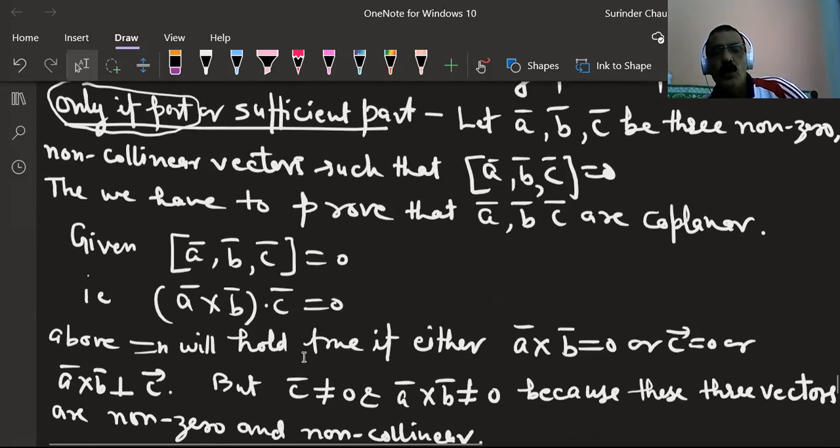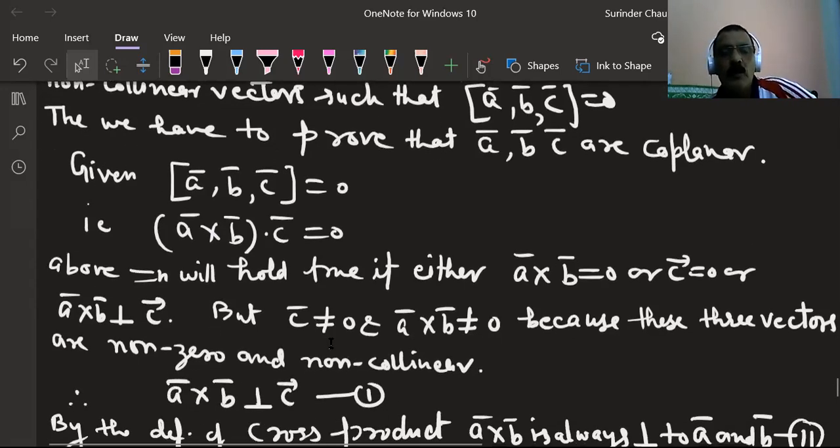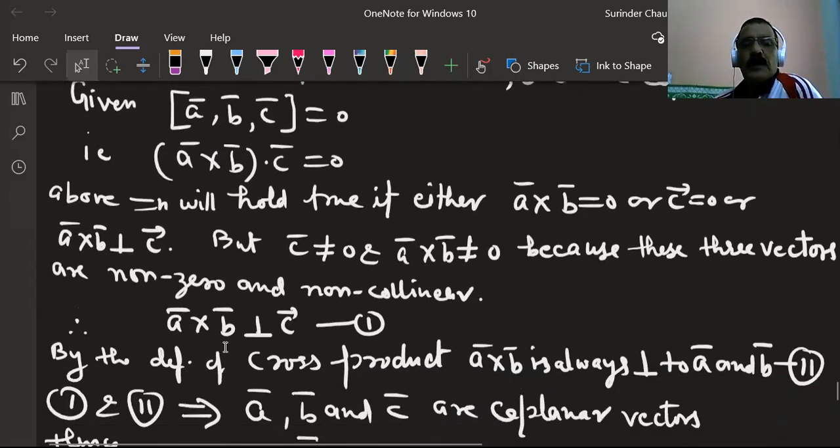The above equation will hold true if either their cross product is 0, or C is 0, or A cross B is perpendicular to C. But given that ABC are non-zero and non-collinear, therefore C vector is not 0, and vectors A and B, which are not collinear, have a cross product that is also not equal to 0. So we are left with: vector A cross B must be perpendicular to C.